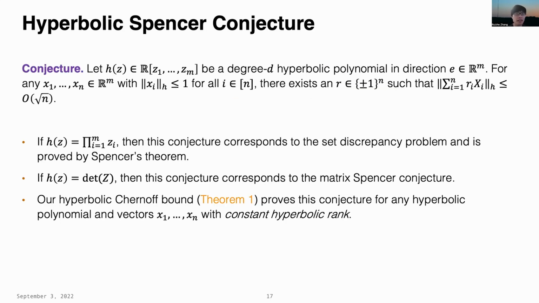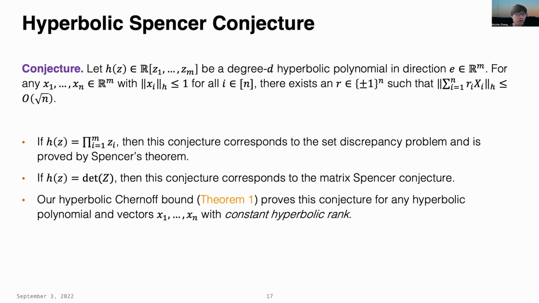In our paper, we generalize the matrix Spencer conjecture to the hyperbolic Spencer conjecture. More specifically, we consider that given any X1 to Xn with hyperbolic spectral norm at most 1, there exists a coloring such that the hyperbolic norm of the sum of Ri times Xi is at most O of square root of n.